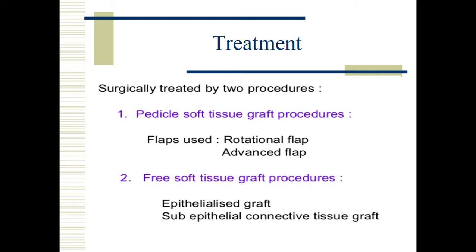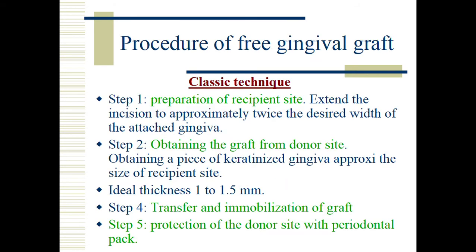Treatment: surgically treated by pedicle soft tissue graft in which rotational and advanced flap are there, free soft tissue graft, epithelialized graft and subepithelial connective tissue graft. Procedure for free gingival graft. So classical technique is: step 1, preparation of recipient site, extend the incision to approximately twice the desired width of attached gingiva. Step 2, obtaining the graft from donor site.